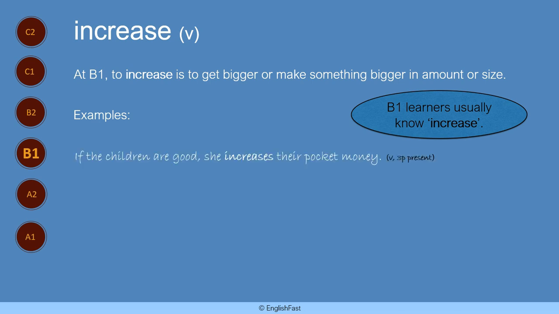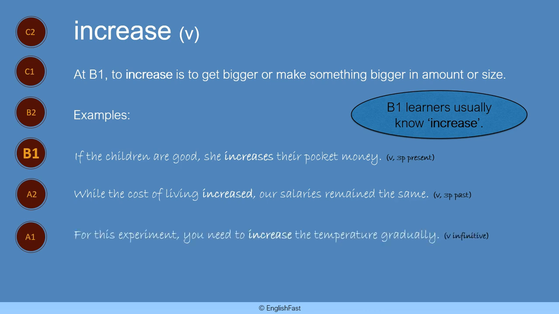If the children are good, she increases their pocket money. While the cost of living increased, our salaries remained the same. For this experiment, you need to increase the temperature gradually.